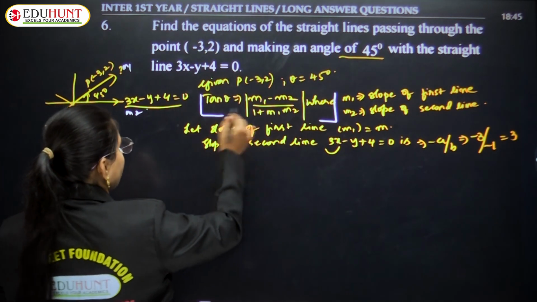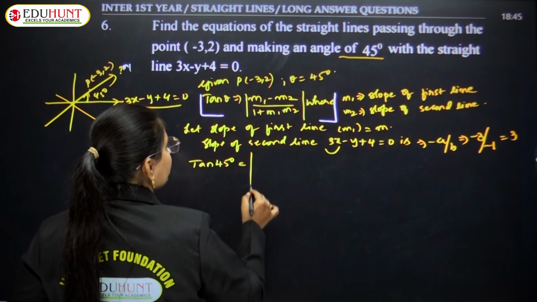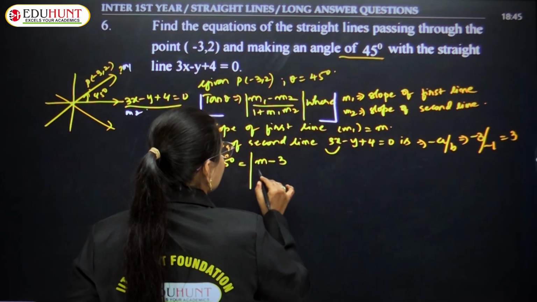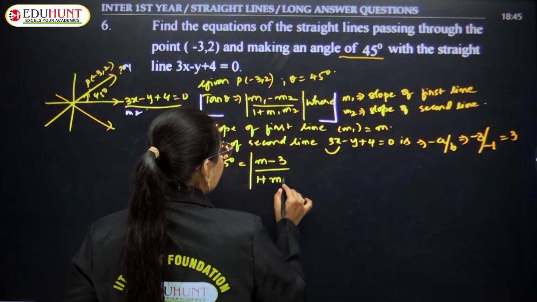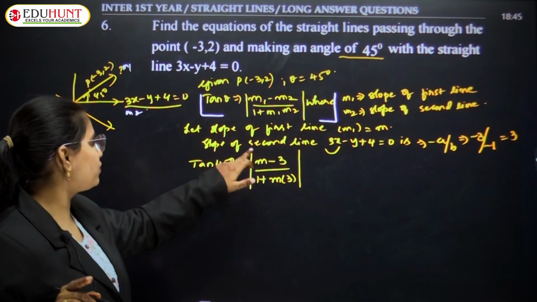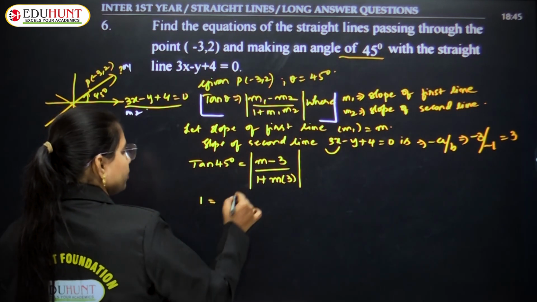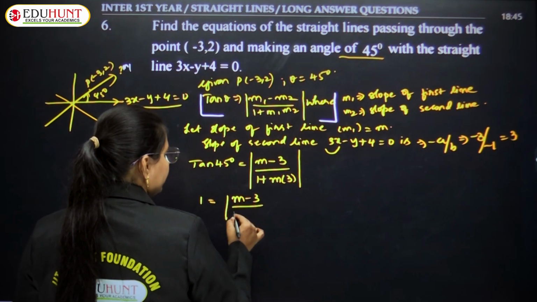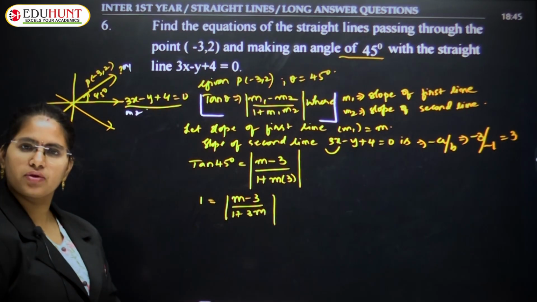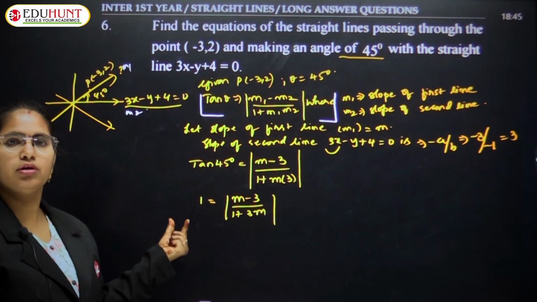Now let us substitute both values in the above formula. In the place of theta, the given angle is 45 degree. tan 45 is equal to modulus of (M minus 3) divided by (1 plus M into 3). I substitute the two slope values and the angle value in this formula. tan 45 value is 1, equal to modulus of (M minus 3) divided by (1 plus 3M). M into 3 is 3M. Simple.